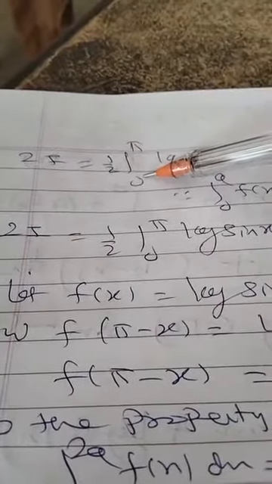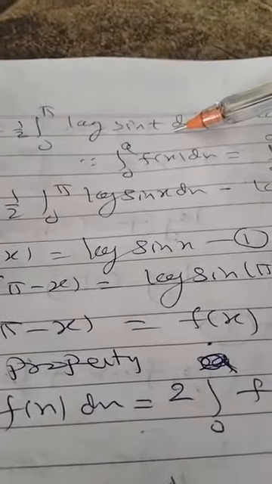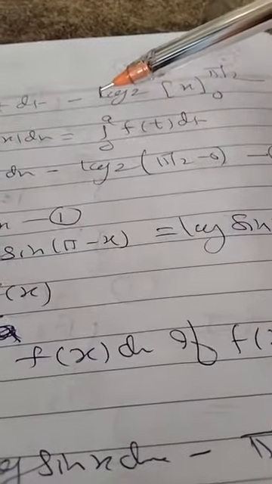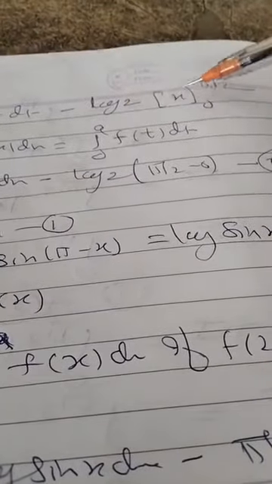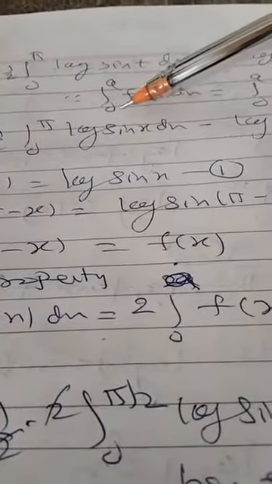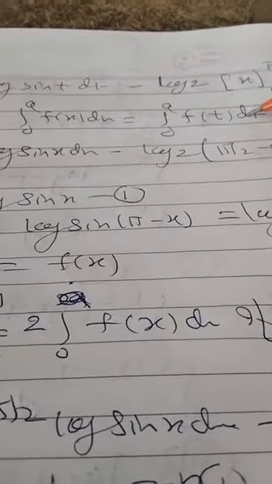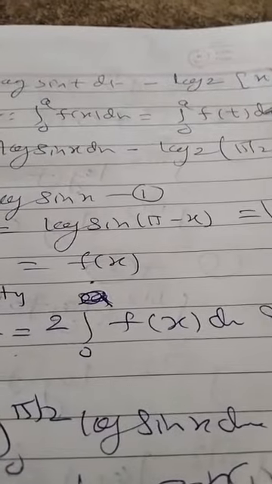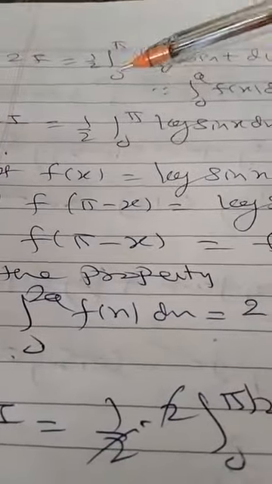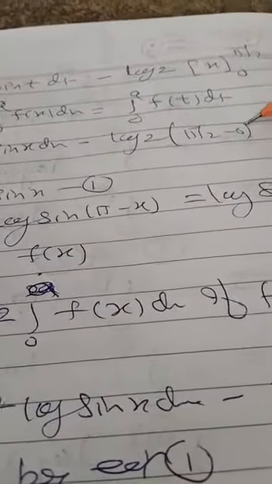We get 2I is equal to 1 by 2 times the integral from 0 to pi, because the limits are changed in terms of t, of log sin t, with dx equal to 1 by 2 dt. The next integration is the same: minus log 2, the integration of 1 is x, using the limits 0 to pi by 2. Next step, we use the property that the integral from 0 to a of f(x) dx can be written as the integral from 0 to a of f(t) dt. We can change the variable, but the limits are the same. So we have 2I is equal to 1 by 2 times the integral from 0 to pi of log sin x dx minus log 2, with upper limit pi by 2 minus 0.